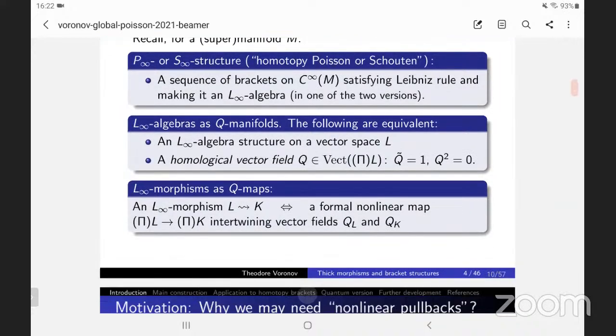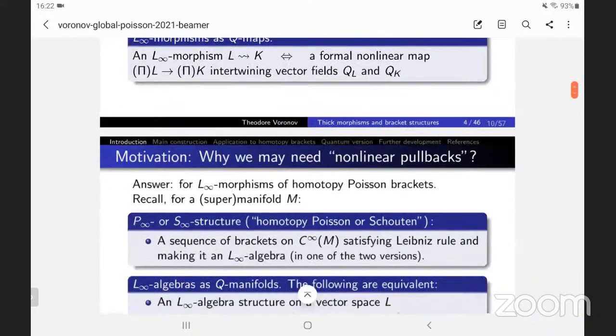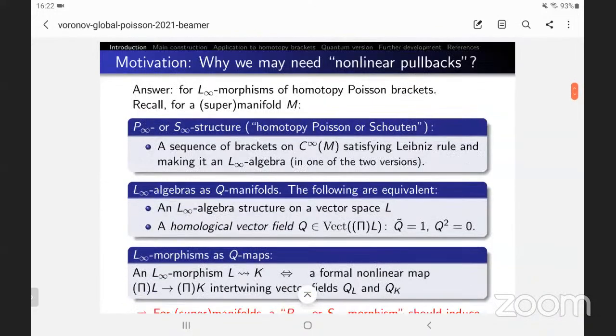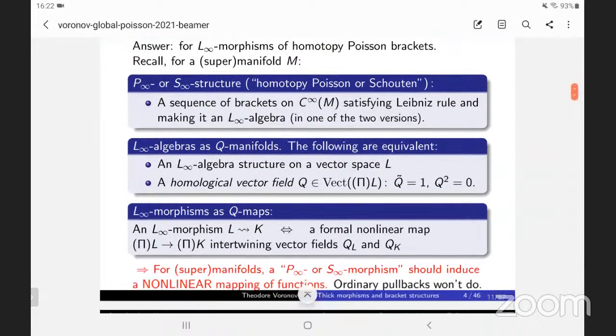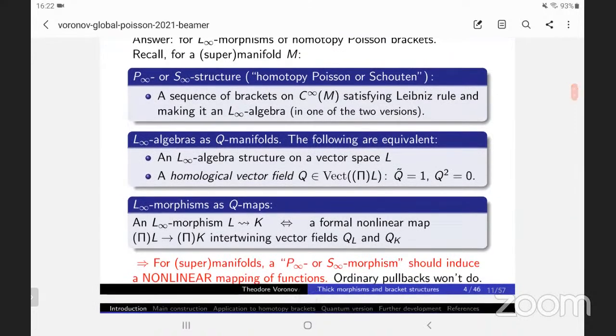So coming back to the case of P infinity or S infinity structures, if we want to have an L infinity morphism between such structures, we must have non-linear maps between supermanifolds or infinite-dimensional supermanifolds, where the corresponding vector space is the vector space of functions, or the same vector space with the parity reversed.